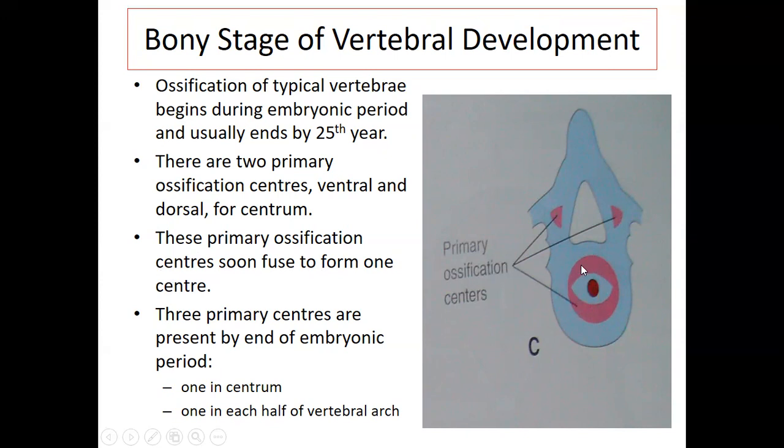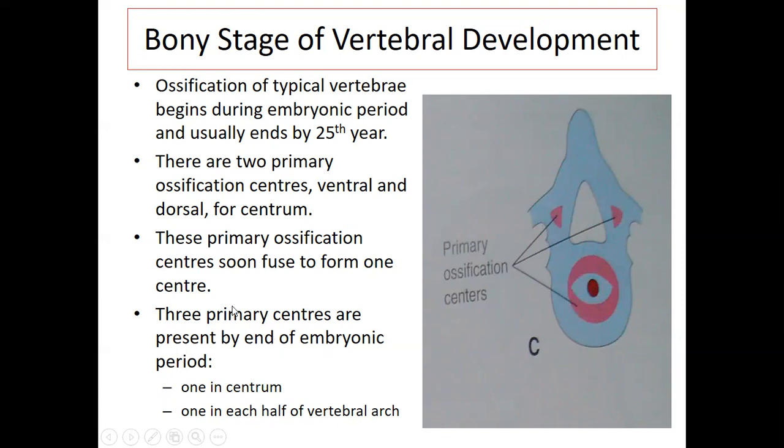Okay, the ventral ossification center and the dorsal ossification center will be fused together. You can see here, it will fuse together to form one center, right now it has become one already. Initially, it has two: we have the ventral one, and then we have the dorsal. And then it fuses together to form one center. Okay, and then there are three primary centers.